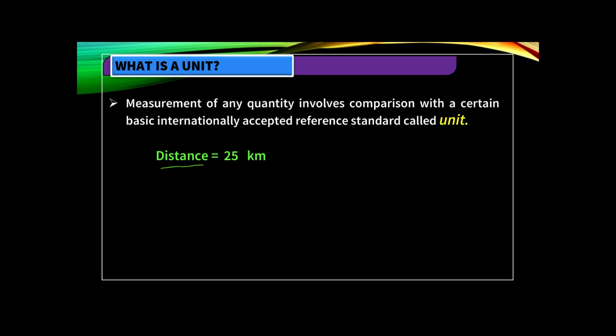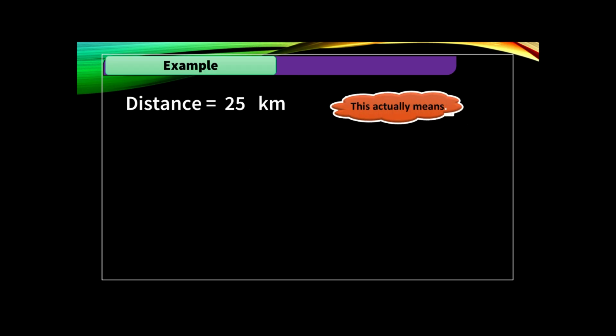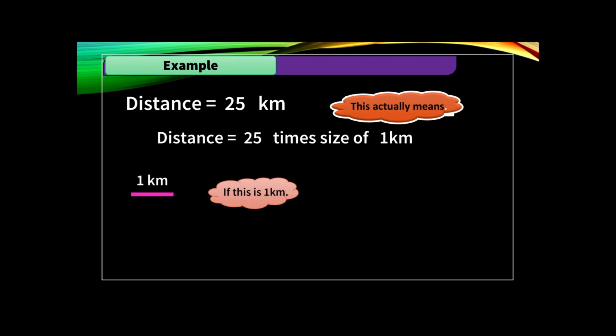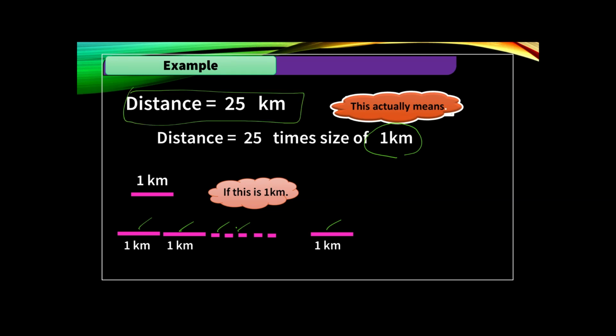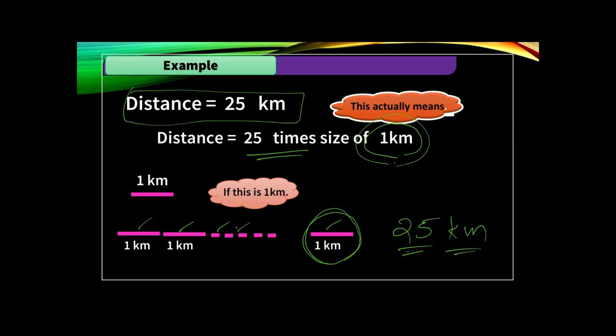My house, how far is it? I have no idea, but I'm comparing it with a known unit, kilometer. How far is it? 25 kilometer. What does that mean? Distance is 25 kilometer, which means the distance from my place to my house is 25 times a known unit, 1 kilometer, another 1 kilometer, another 1 kilometer, another 1 kilometer. How many such? 25. The distance from my place to my house is 25 times the standard unit. Remember, 25 is the magnitude, kilometer is the unit.